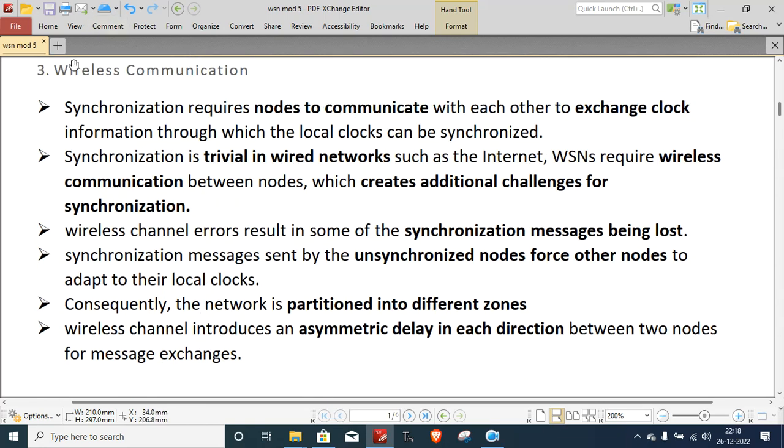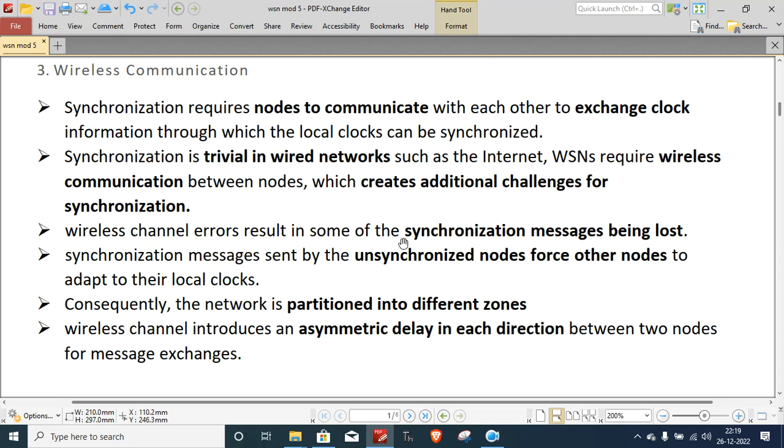Then we have wireless communication. As we all know, these nodes communicate wirelessly. Synchronization requires nodes to communicate with each other to exchange clock information through which local clocks can be synchronized. Synchronization is trivial in wired networks such as the internet, whereas in a wireless sensor network, wireless communication between nodes creates additional challenges for synchronization.